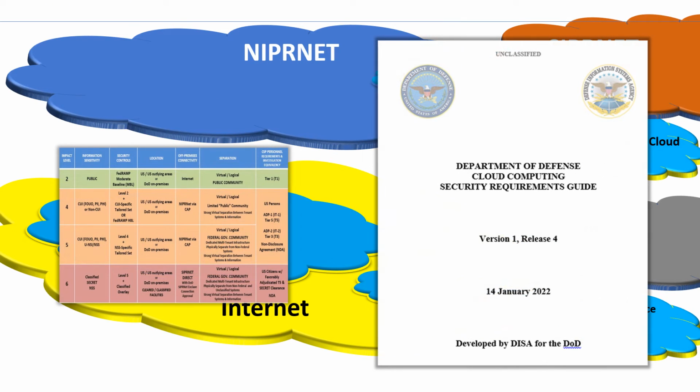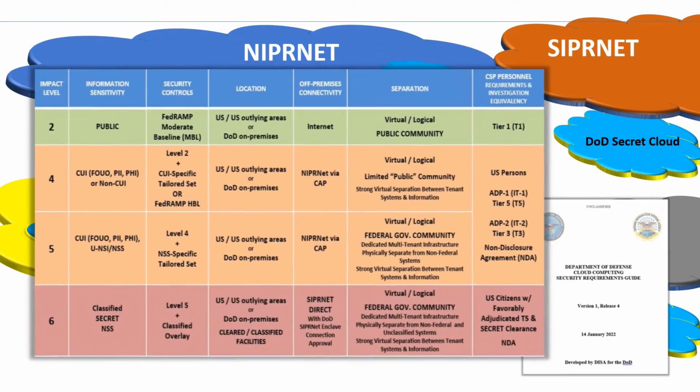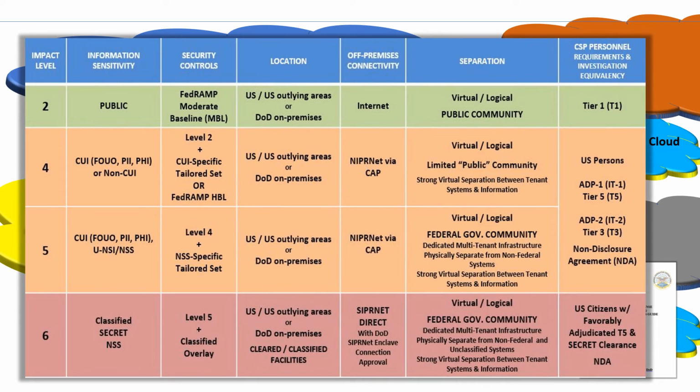The Department of Defense Cloud Computing Security Requirements Guide provides the guidance of how to treat the workload under the different security profiles. In DoD terms, these security profiles are referred to as impact levels. The guide is often referred to by its acronym, the CCSRG, and there are 4 security impact levels defined in the CCSRG. We see the 4 impact levels of the DoD here.